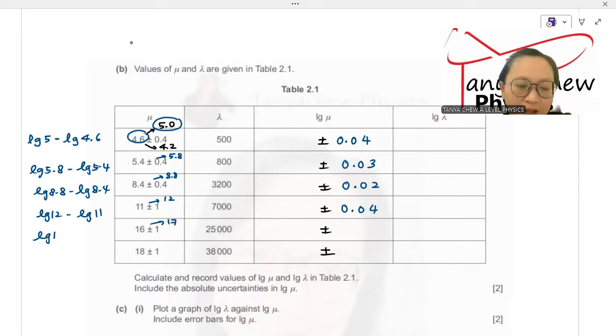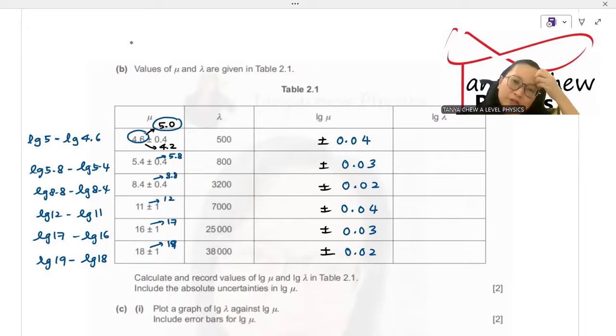And okay, the next one, 16 plus 1, you get 17. You use the upper value, 17, log 17 minus log 16, and you get 0.03. And the last one, 18 plus 1, which is 19. The upper extreme value is log 19 minus log 18. So you get 0.02.